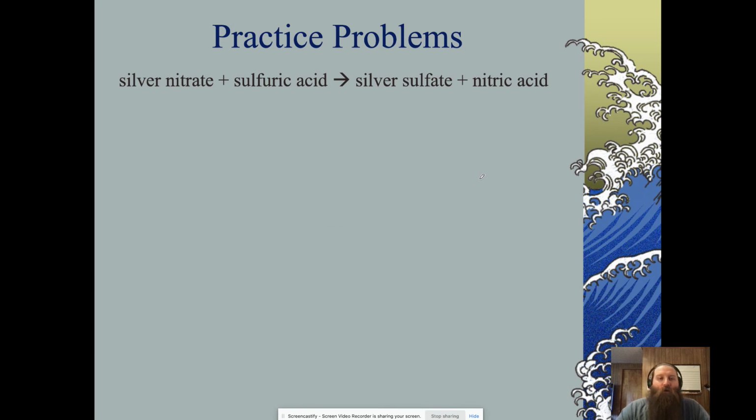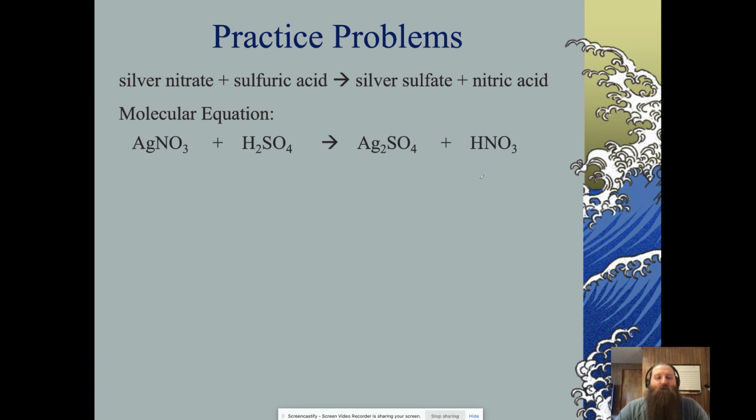Silver nitrate and sulfuric acid form silver sulfate and nitric acid. So what's our molecular equation? Well, silver nitrate is AgNO3. How do I know that? Well, Ag is +1, nitrate, NO3, is -1. So when I cross the charges, I get 1s. Sulfuric acid, I know it starts with an H because it's an acid. I have H +1. Sulfuric comes from sulfate, SO4 -2. So when I cross my charges, I get H2SO4.